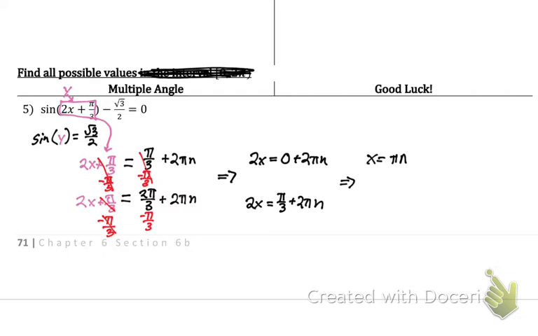And for this one, we divide everything by 2, and we have x equals, what's pi over 3 divided by 2? Pi over 6. 2 pi n divided by 2 is just pi n. And that is our answer. Guys, let's look at this question real quick. If you could do that one, you could do anything the test has in store for you on these.